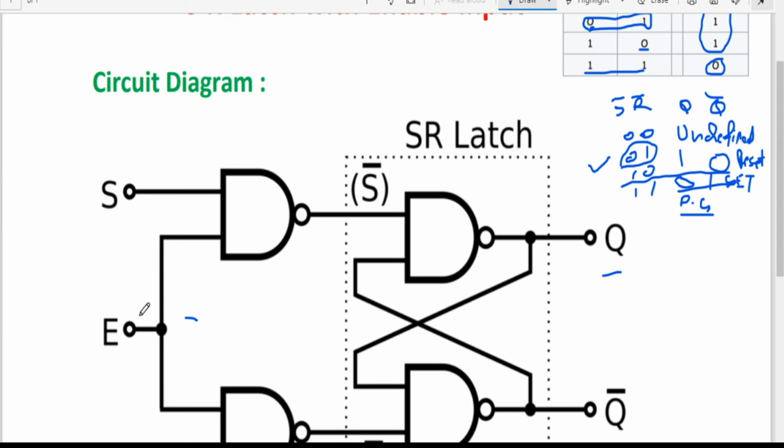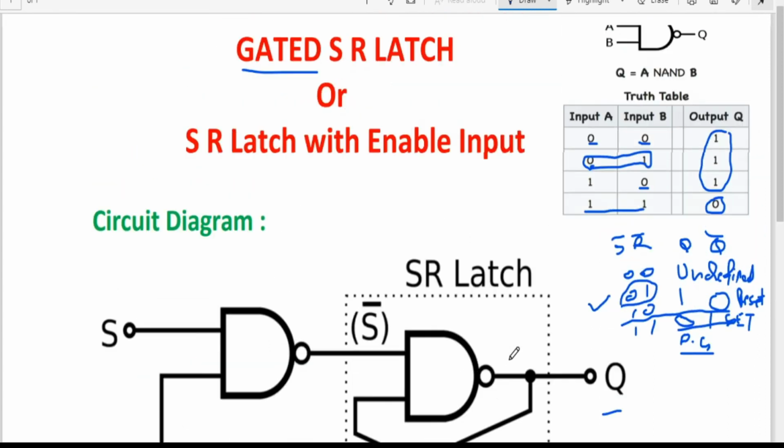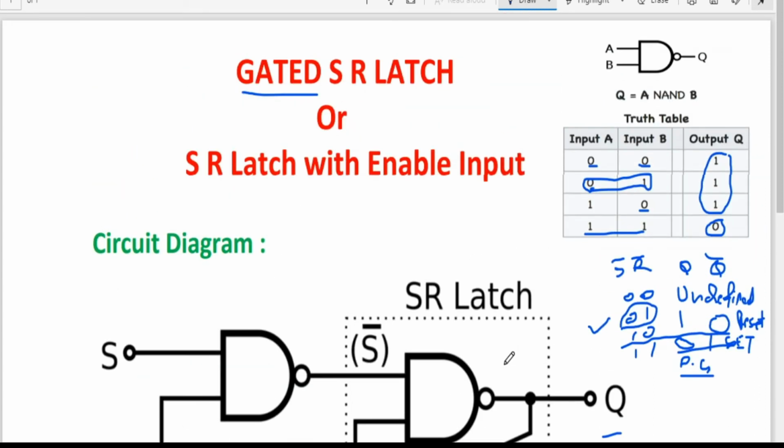Here, based on the value that I am providing with E, whether it is 0 or 1, your circuit is going to perform the necessary operation. So this is how we understand the working of a gated SR latch flip-flop.